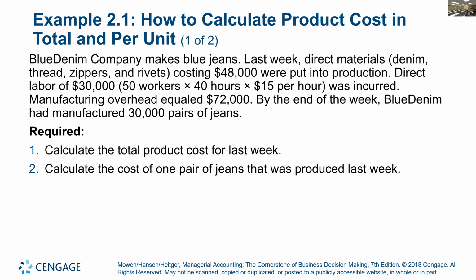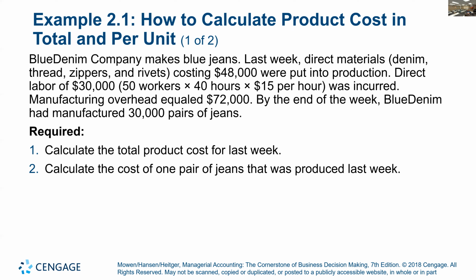So here's an example. We're making some blue jeans. Last week, direct materials. So you give some great examples here. To make blue jeans, the denim, threads, zippers, and rivets, you can directly trace how many of those you use in each of them. We're putting $48,000 into production. Direct labor, very good, it gives us exactly what we need there, the amount that was incurred. And then it also told us what manufacturing overhead equals. So it gave us all the indirect costs. It's nice of them not to list it separately.